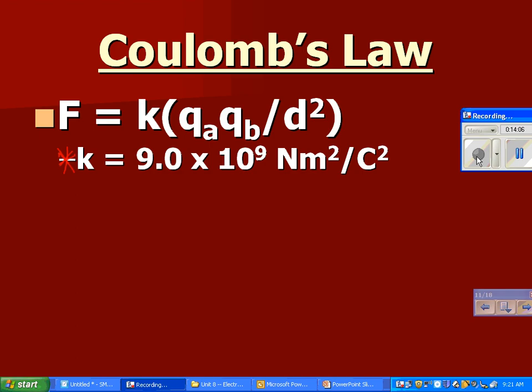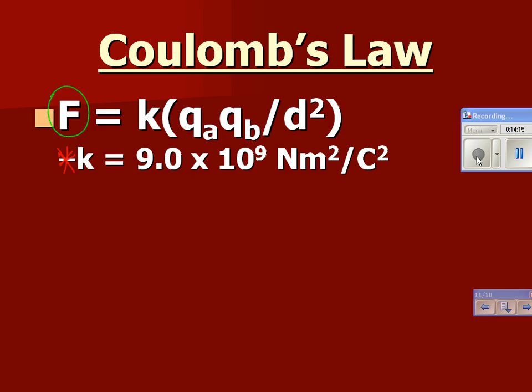Nm² is newtons times meters squared divided by coulomb squared. Okay? So how this works, this is an equation that allows you to calculate how many newtons of force exist between two charged objects, if you know three things. If you know this constant, that's nice. If you know how charged one object is, Q stands for charge, how many coulombs of charge an object has, times how many coulombs of charge the other object has, divided by the distance between them squared.